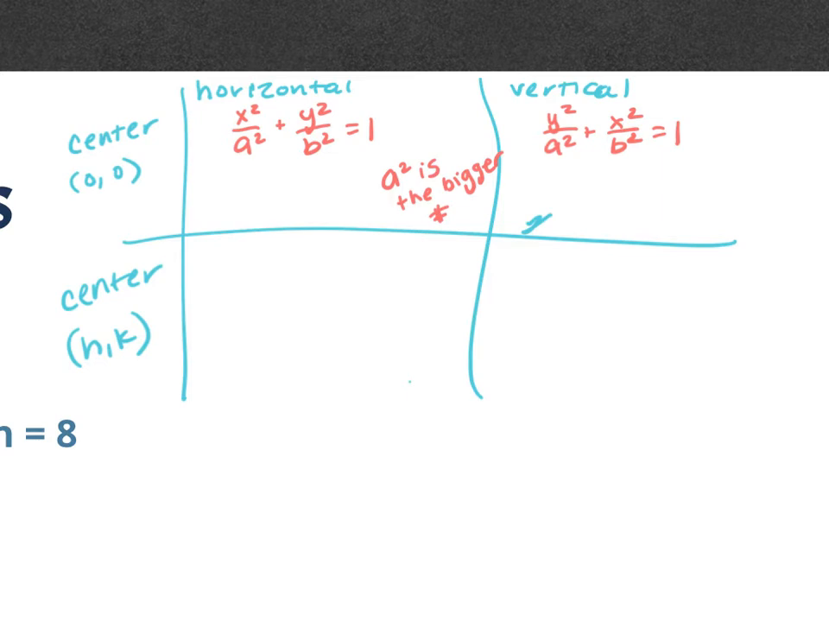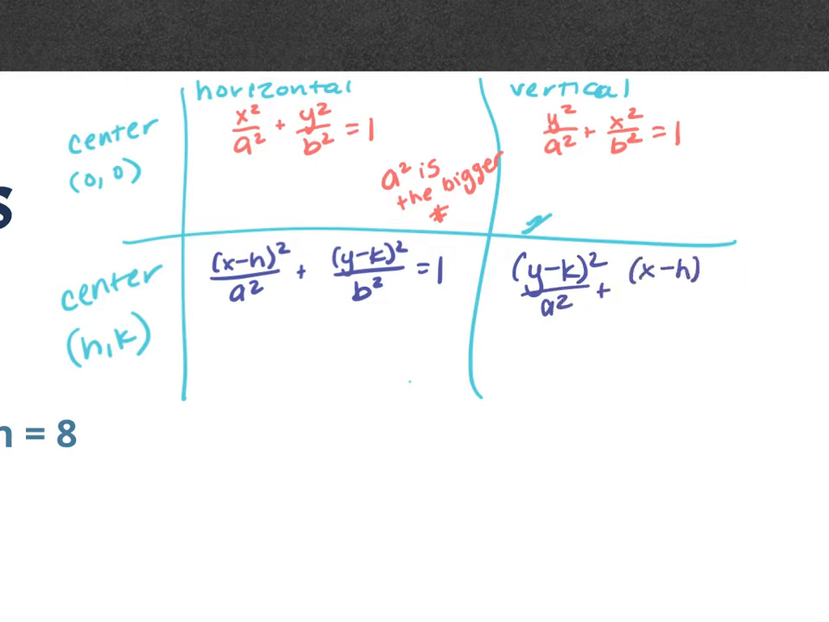Then, if the center's at HK, it's x minus h squared over a squared plus y minus k squared over b squared equals 1, if the a is under the x squared. So again, the bigger number needs to be under the x squared for it to be horizontal. And then if it's vertical, it's y minus k squared over a squared plus x minus h squared over b squared. So the h is always with the x, the k is always with the y.